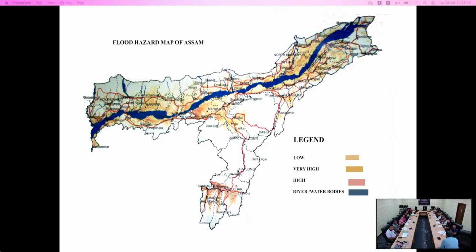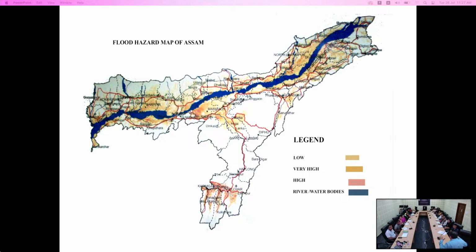If I give you an assignment of how you will prepare a flood hazard map of Guwahati or this area or your home constituency or your city, what will be your approach? That is important to know. The details can be given by Arup, but I am just curious to know what will be your approach, right?